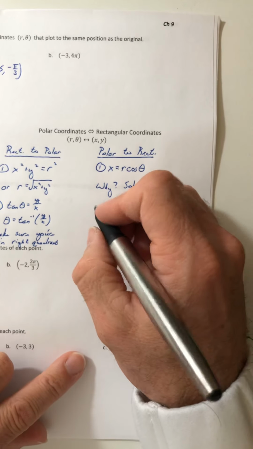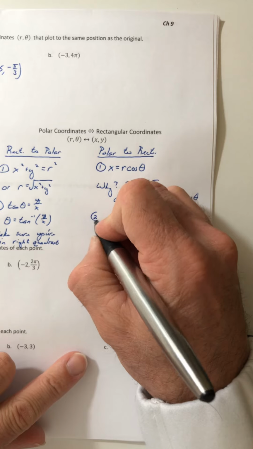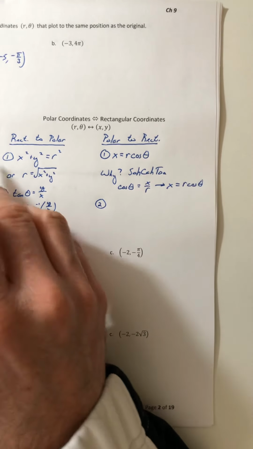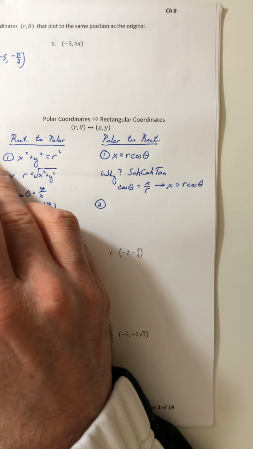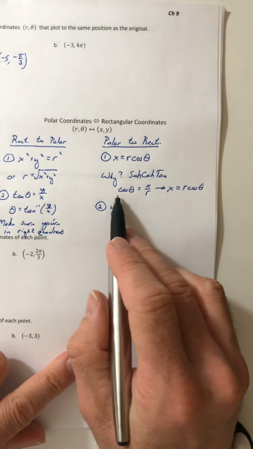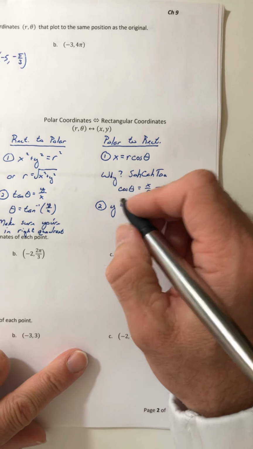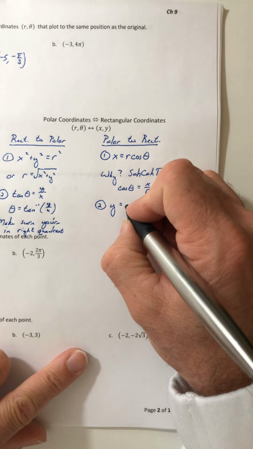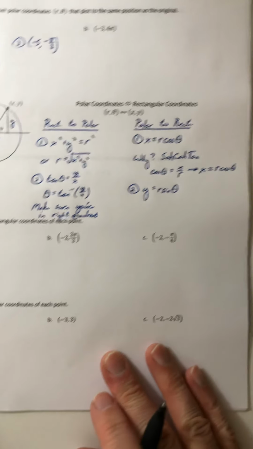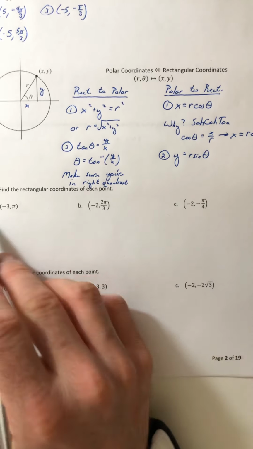So in a similar fashion, instead of using cosine, you could use sine, because that would just use the y, theta, and the r. So if you set up something similar, you could solve for y and say it was equal to r sine of theta. So let's go ahead and try these out.